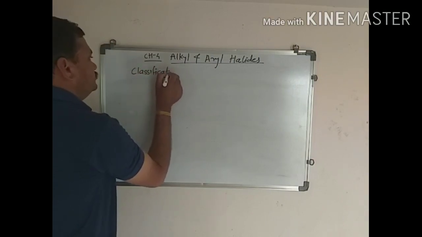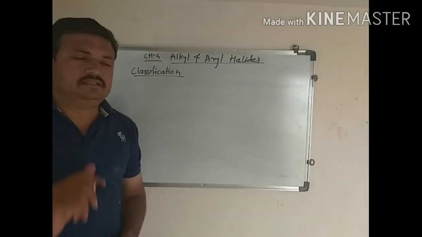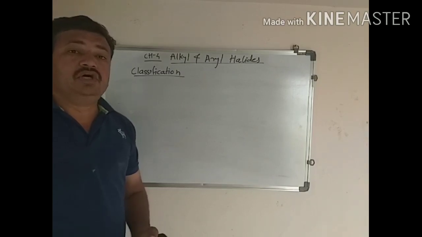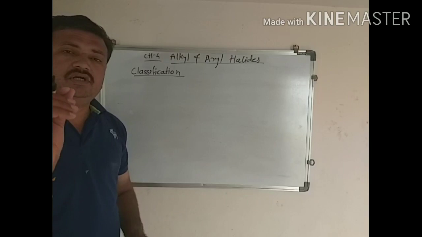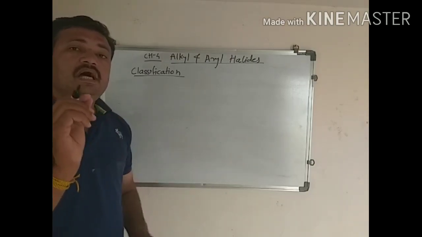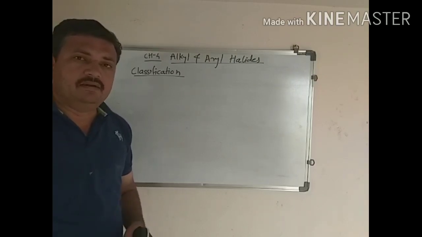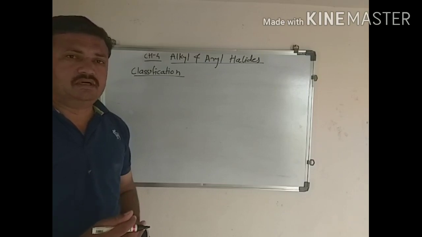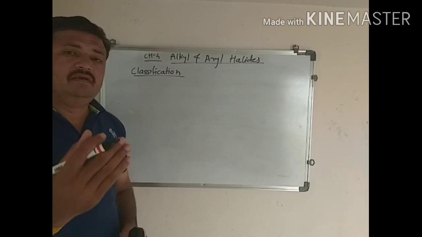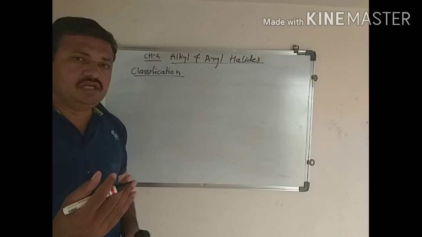Okay. Next, we will see the classification of alkyl halides. The alkyl halides are classified mainly into three classes. These are primary alkyl halide, secondary alkyl halide and tertiary alkyl halide. The classification depends upon the halogen atom attached to which carbon atom. If the halogen atom is attached to a primary carbon atom, then it is known as primary alkyl halide. And if the halogen atom is attached to a secondary carbon atom, it is known as secondary alkyl halide. Similarly, if the halogen atom is attached to a tertiary carbon atom, it is known as tertiary alkyl halide.